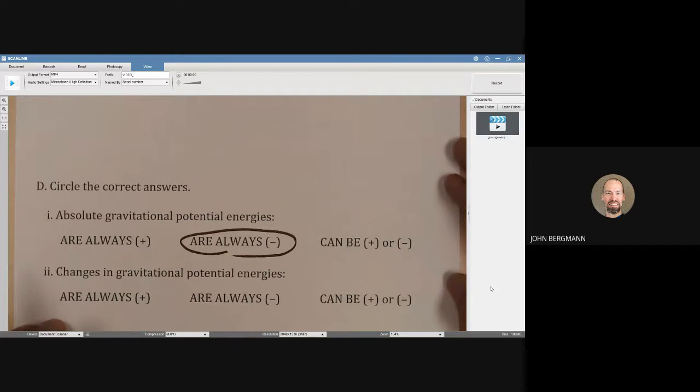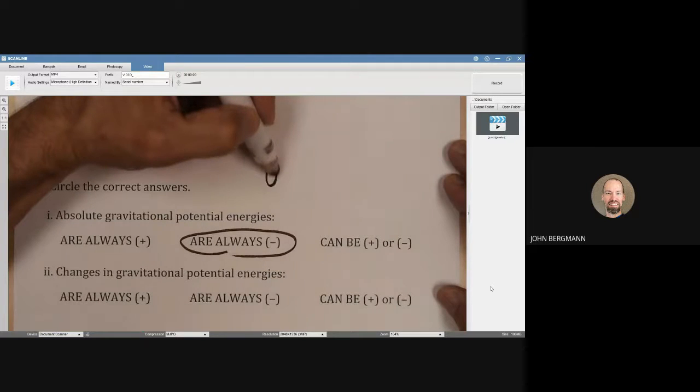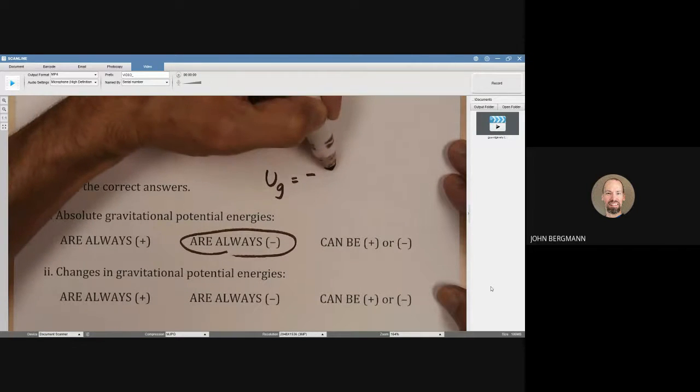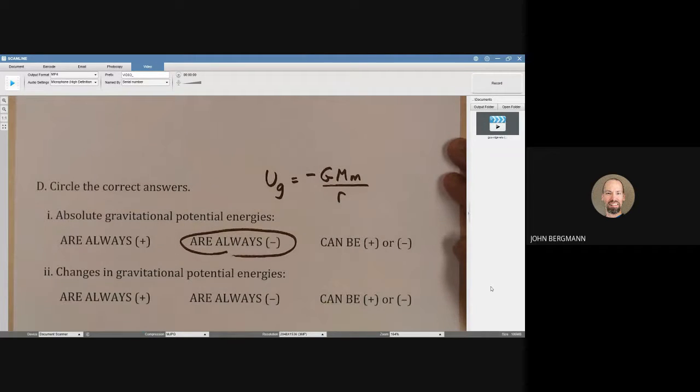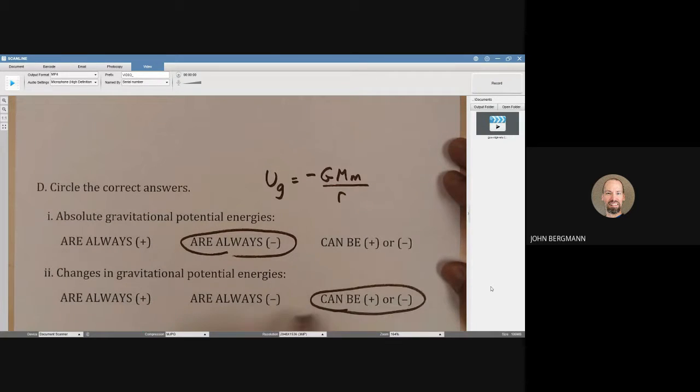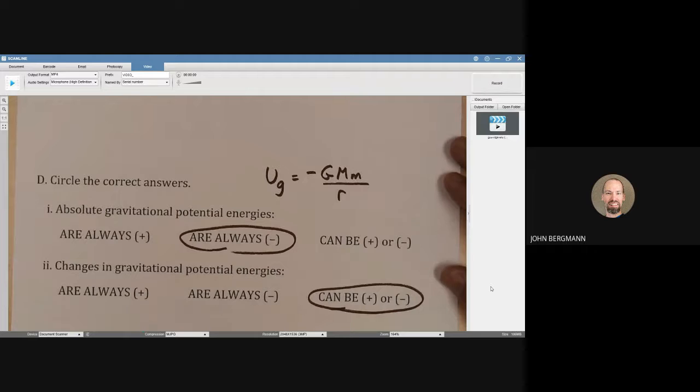There's a negative sign in that equation. I'll write it one more time. U sub G is equal to negative G, one of the masses times the other mass divided by r. That is always going to be a negative number. Changes in gravitational potential energy could be positive, could be negative. Near the Earth, if we're raising something up, the gravitational potential energy increases. And when it falls, it's going to decrease. It's going to be positive or it's going to be negative, depending on what we're doing with our masses. But absolute gravitational potential energies, always, always negative.